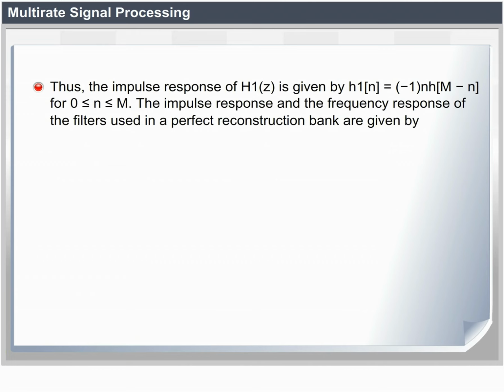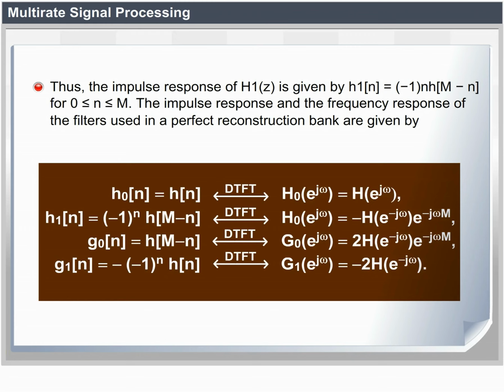The impulse response and the frequency response of the filters used in a perfect reconstruction bank are given by h0(n) = h(n), which under the DTFT gives H0(e^jω) = H(e^jω). h1(n) = (-1)^n h(m-n), which under the DTFT gives H1(e^jω) = -H(e^-jω) e^-jωm. g0(n) = h(m-n), which under the DTFT gives G0(e^jω) = 2 H(e^-jω) e^-jωm. g1(n) = -(-1)^n h(n).